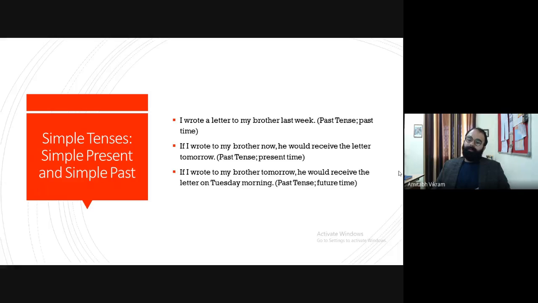So we have seen that present tense is used for all three times. Then past tense is also used for all three times. So there is no one-to-one match between tense and time. So you need to make it very clear that these two are quite different things. Tense is a linguistic unit, and time is a universal concept that we have. And tenses vary across languages.